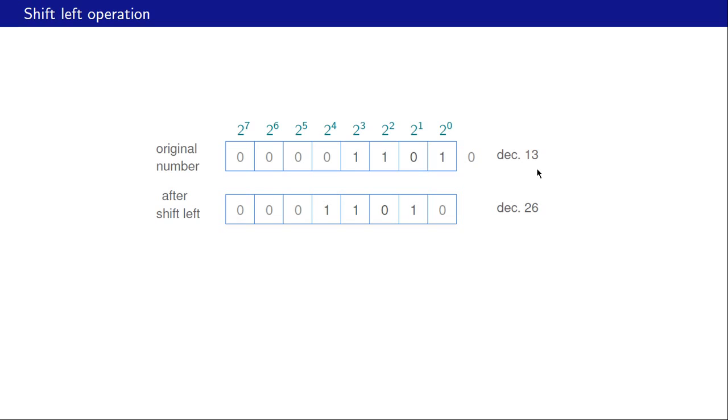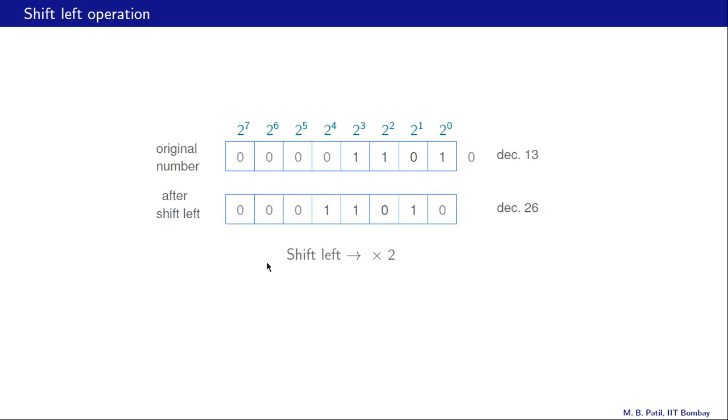And this is not surprising, because if we consider this bit, for example, its old weight was 2 raised to 0 and its new weight now is 2 raised to 1, that is twice the old weight. This one had a weight of 2 raised to 2 and now it has got a weight of 2 raised to 3, twice again, and so on. So therefore this entire binary number has got doubled by shifting left.